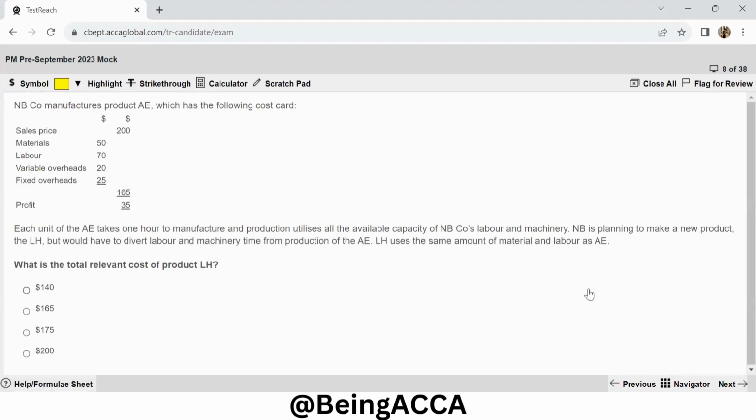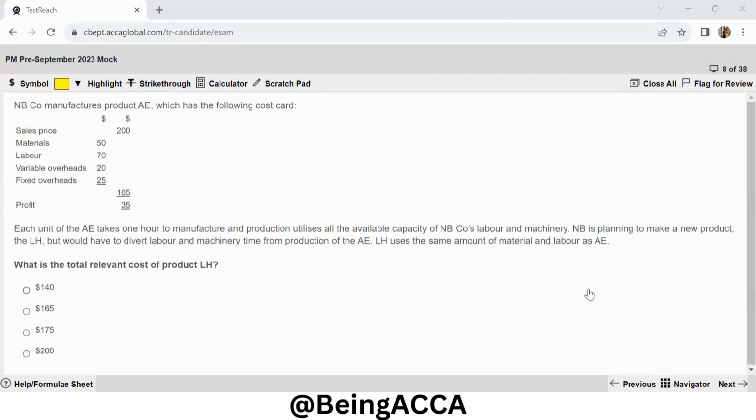NB Company manufactures product AE, which has the following cost card: sales price, material, labor, variable overheads, fixed overheads, profit. Each unit of the AE takes 1 hour to manufacture and production utilizes all the available capacity of NB. NB is planning to make a new product, the LH, but would have to divert labor and machinery time from production of the AE. LH uses the same amount of material and labor as AE.